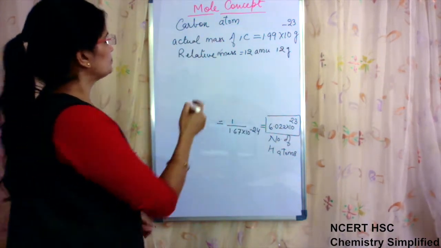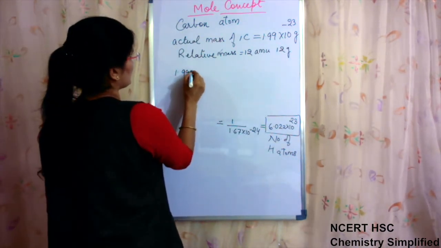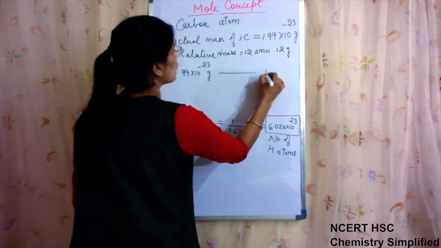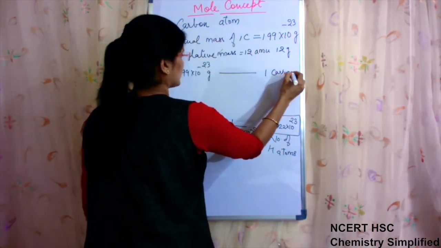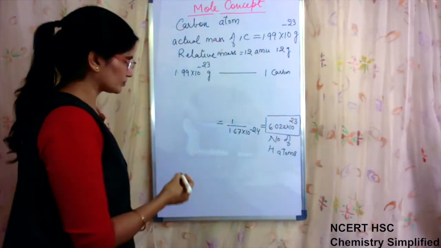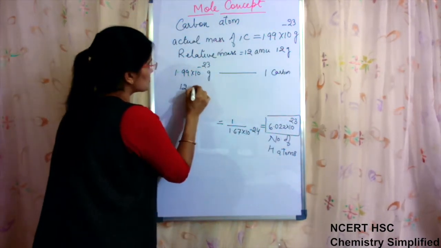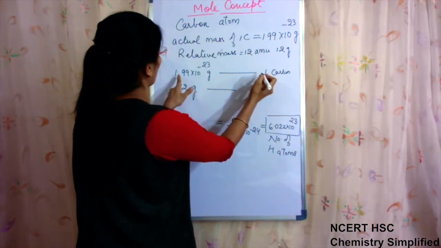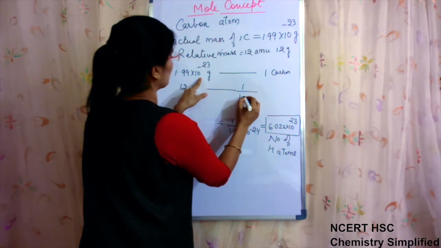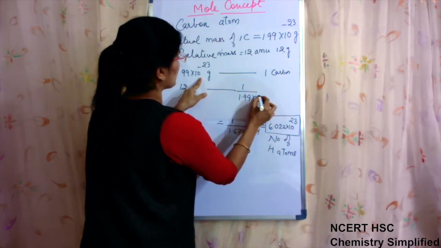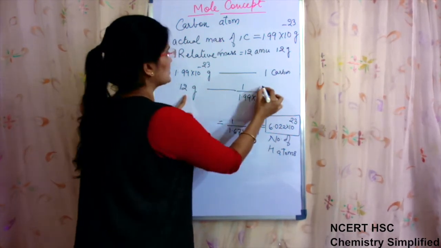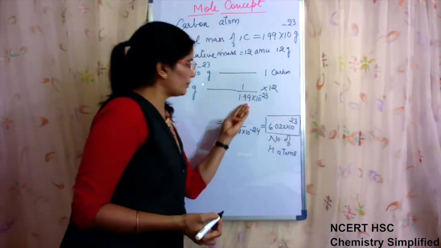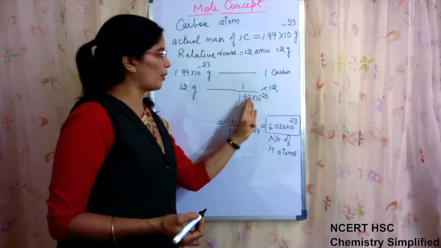So 1.99 into 10 to the power minus 23 grams is the mass of one real carbon atom. So 12 grams is the mass of actually how many carbon atoms? So again, 1 upon 1.99 into 10 to the power minus 23, multiplied by this term. This only is the unitary method. So 1 upon this, or simply you can say 12 upon this.